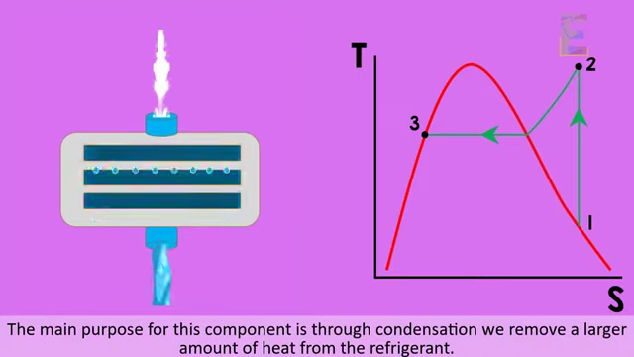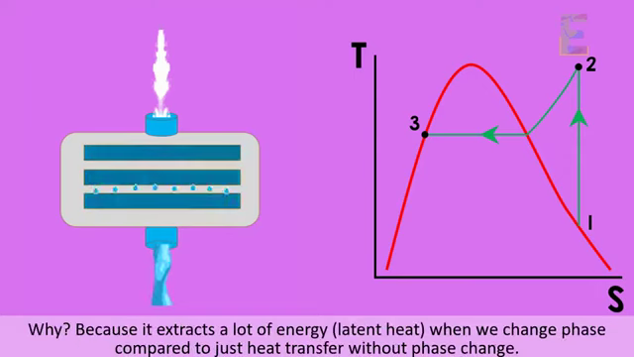The main purpose of this component is that through condensation, we remove a larger amount of heat from the refrigerant. Why? Because it extracts a lot of energy, or latent heat, when we change phase compared to just heat transfer without phase change.